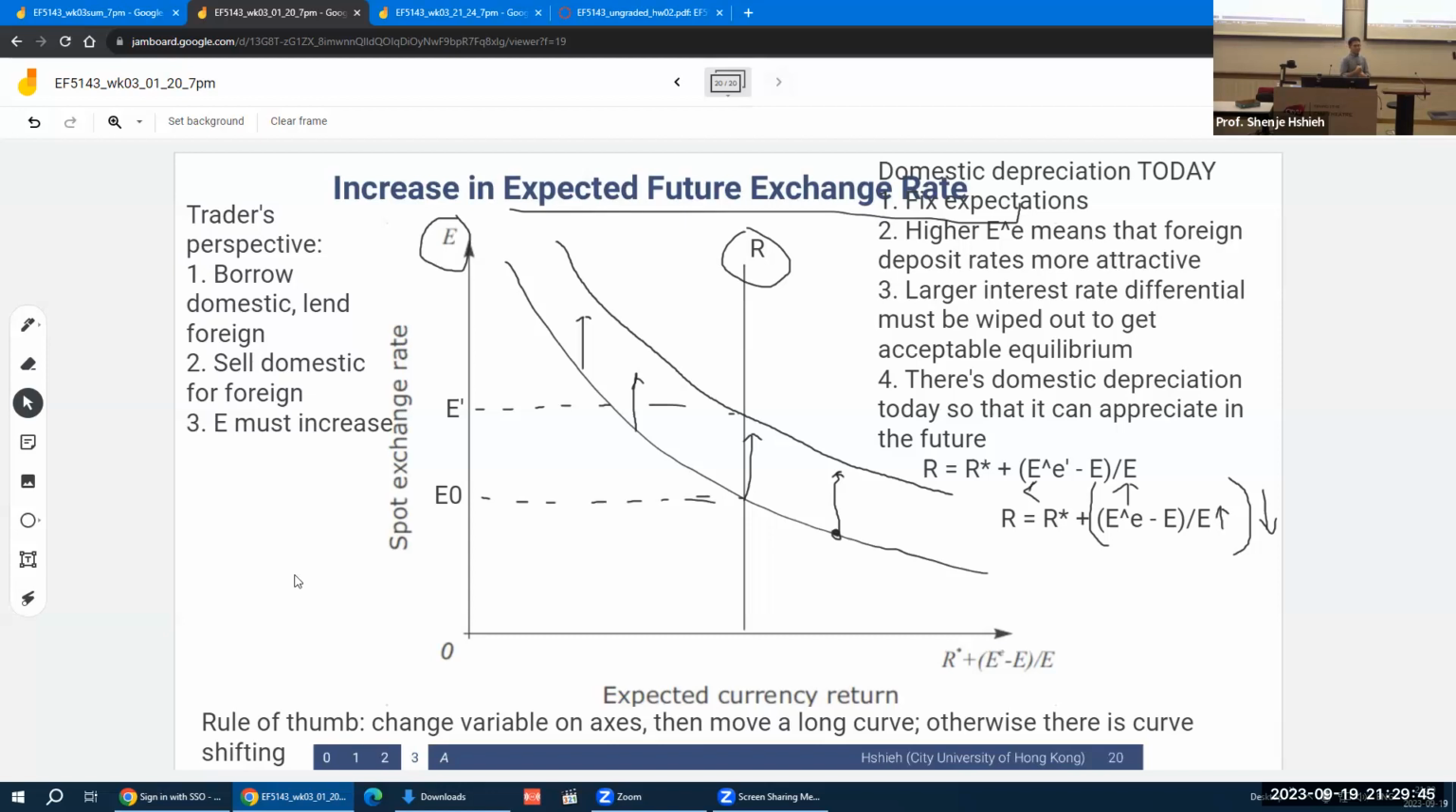All right, comments, questions on UIP, and how to represent UIP graphically when the x-axis is R and the y-axis is E? Next week we will expand on the x-axis. The x-axis is R, and interest rates are controlled by central banks, and we're going to link it to money supply somehow.